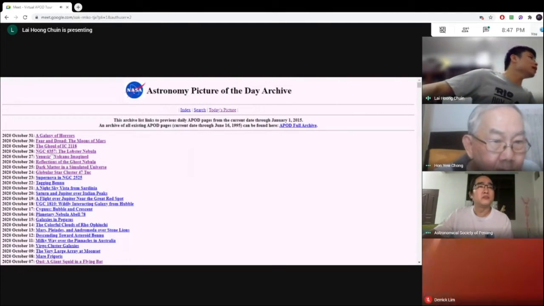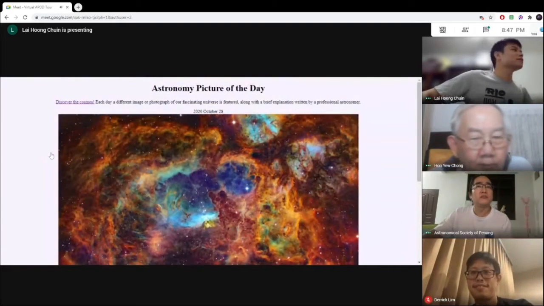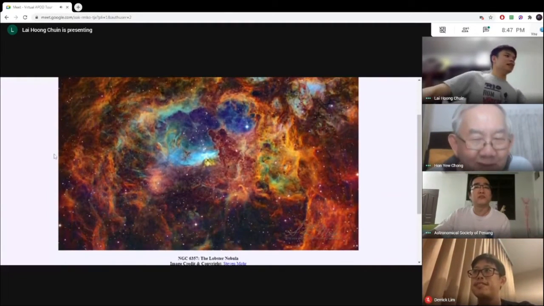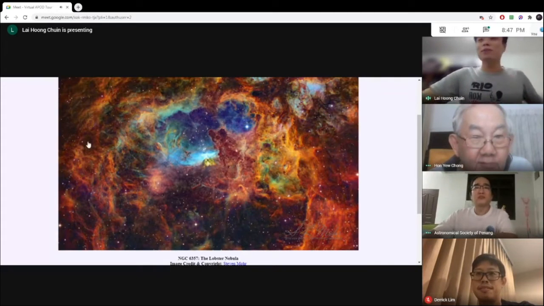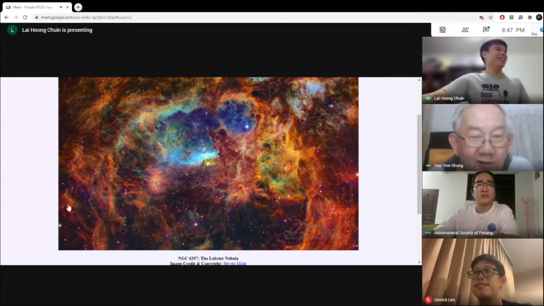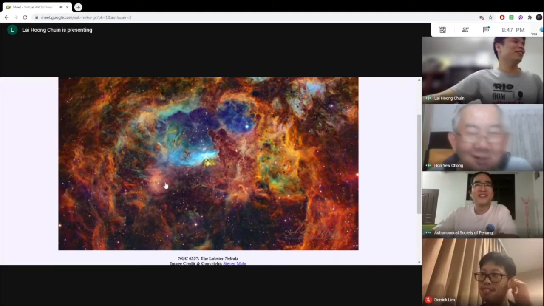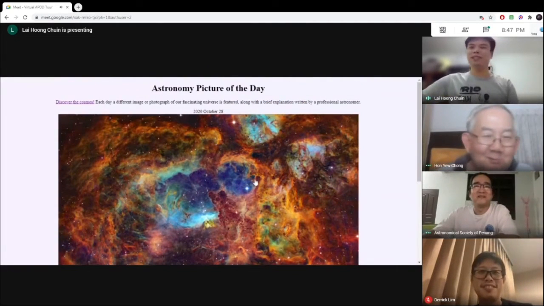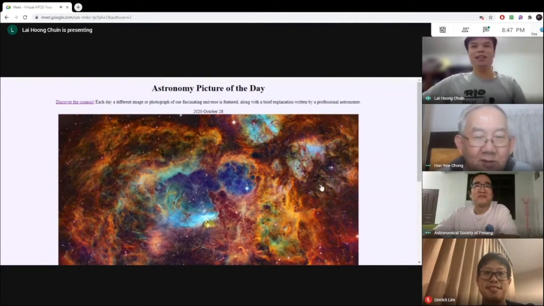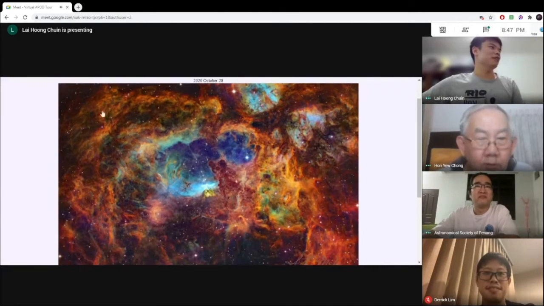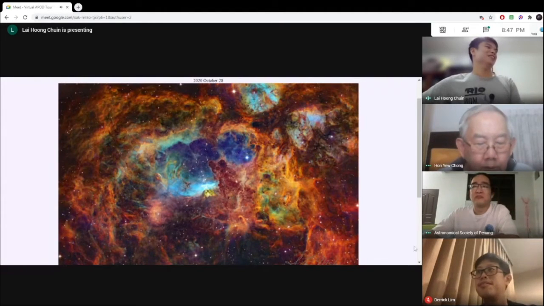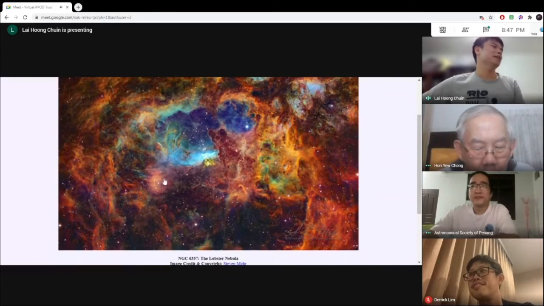I have chosen the 28th of October. Wow, so nice. Okay, the Lobster Nebula. I hope everyone already had your dinner. If you haven't had your dinner, this is a good option. Lobster. This nebula looks like a lobster. Imagine these are two big claws with a lot of flesh inside. Tastes good, and it's well cooked. It's red. So this is what we call the Lobster Nebula.